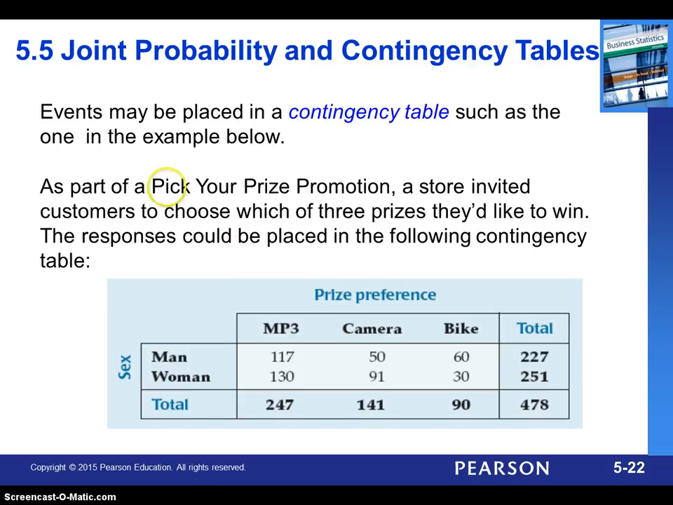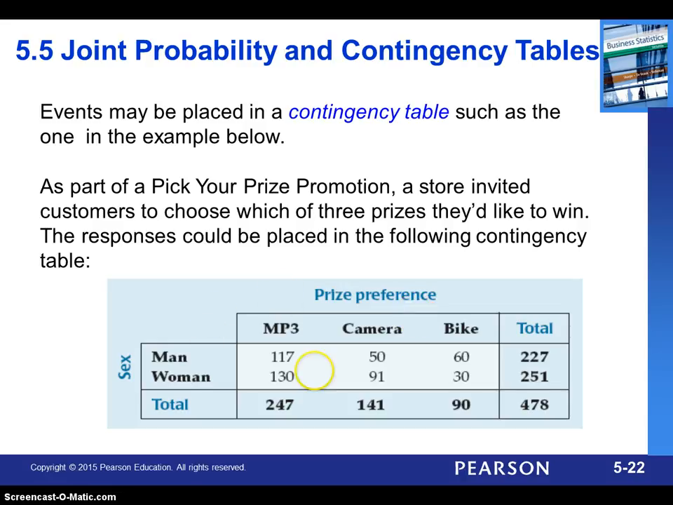It says, as part of a pick your prize promotion, a store invited customers to choose which of 3 prizes they'd like to win. The responses could be placed in the following contingency table. What they did was record the person's gender, and then record their prize preference. There were 3 prizes they could prefer: an MP3 player, a camera, or a bike. And they just counted, so this is kind of like a frequency.